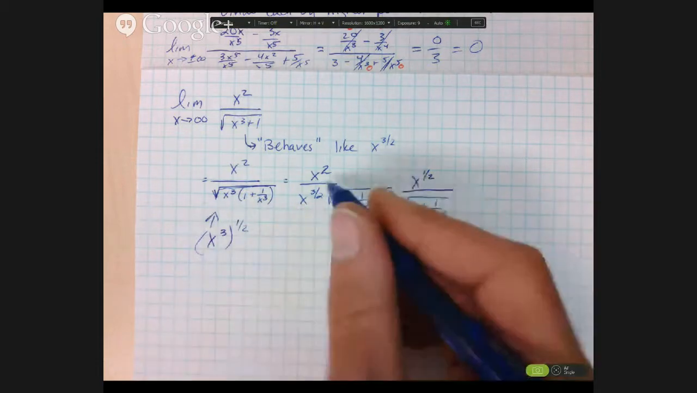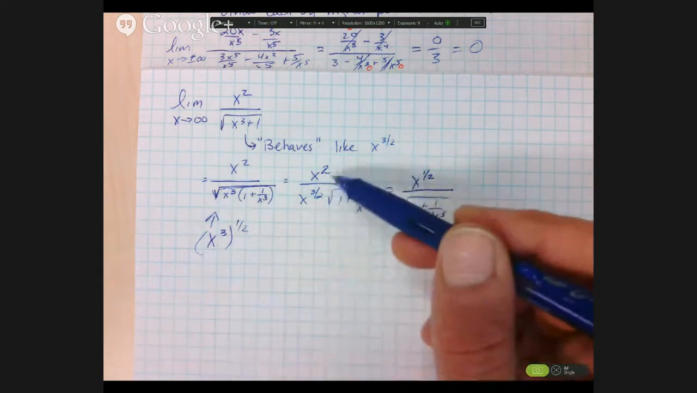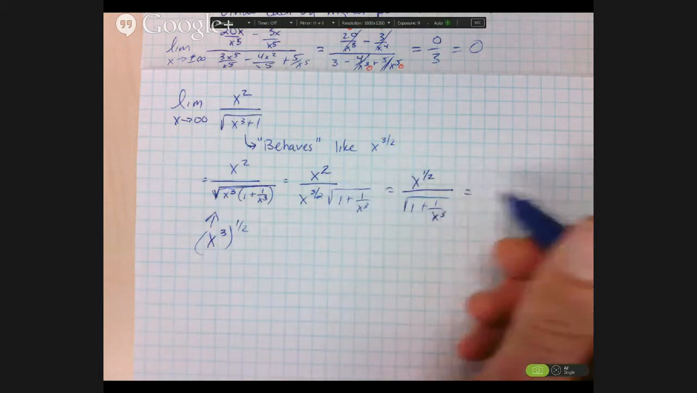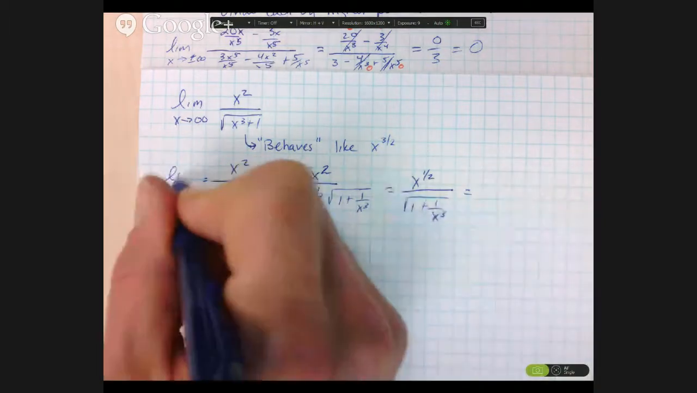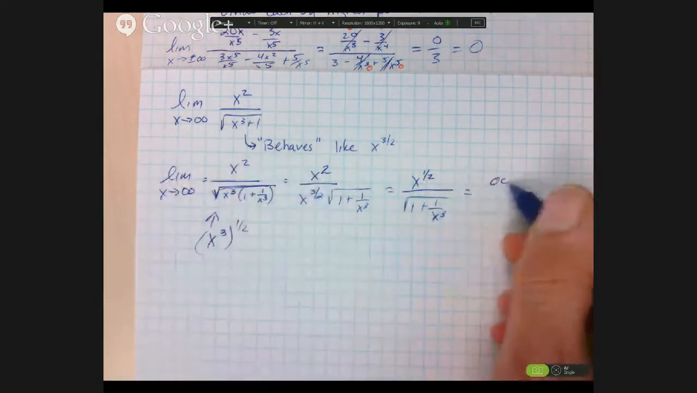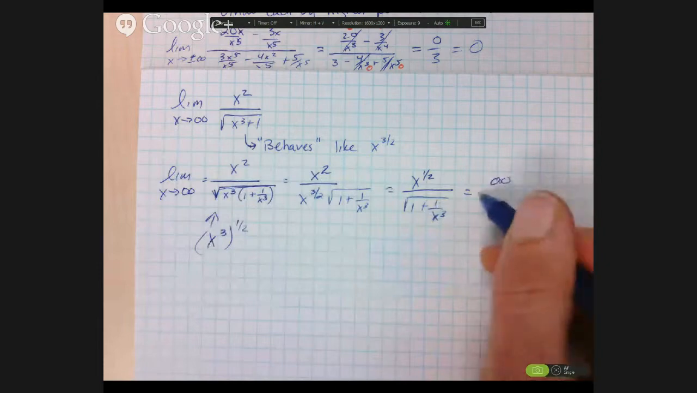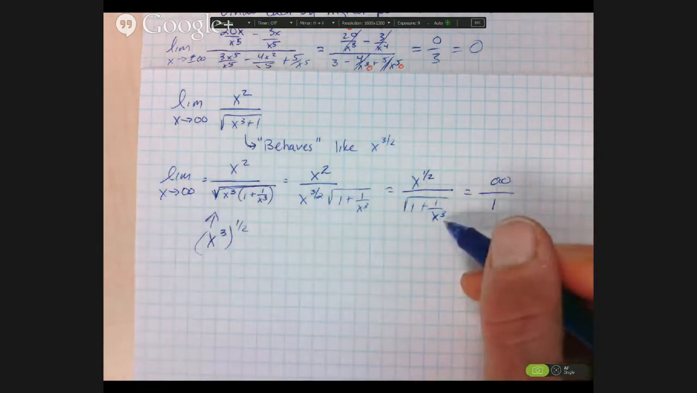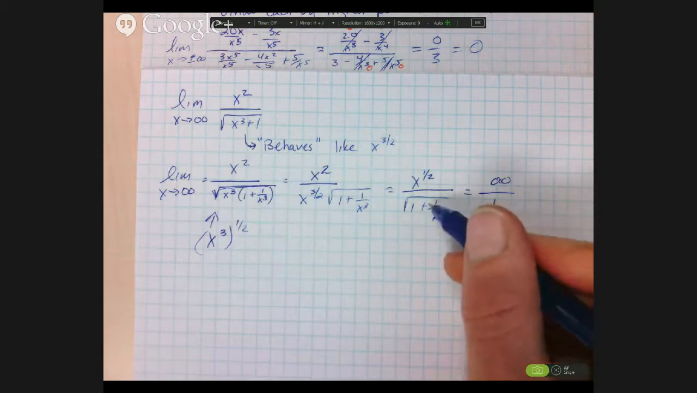Okay, and then this is the quotient law of exponents. 2 minus 3 halves is 1/2. So what does the top go to? Okay, plug infinity in, it goes to infinity. And the bottom, this goes to 0. So 1 plus 0 is 1.